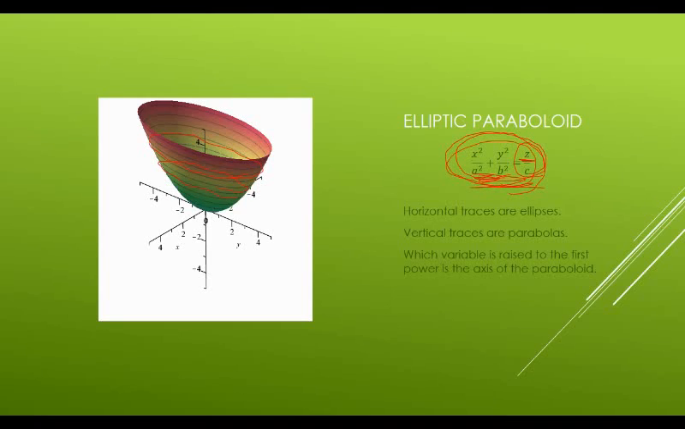Whichever variable is raised to the first power, by the way, is where the axis of the paraboloid is. So if I had a y squared and a z squared on this side over here, and on the other side I had an x, then I'd get an elliptic paraboloid that opens up into the x-axis.